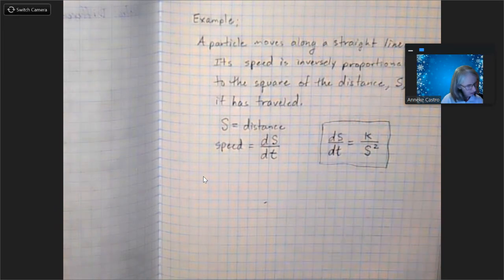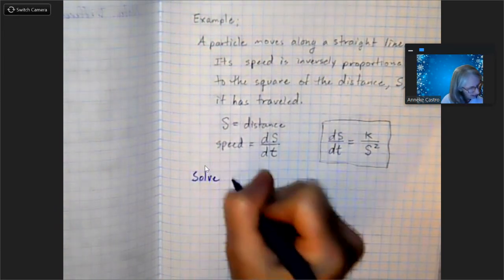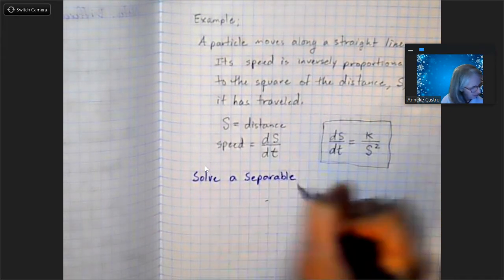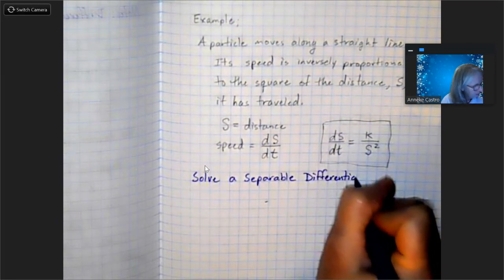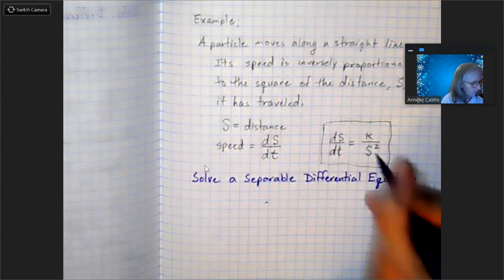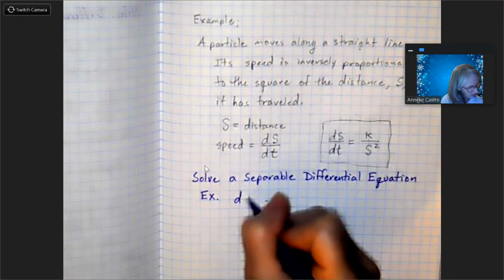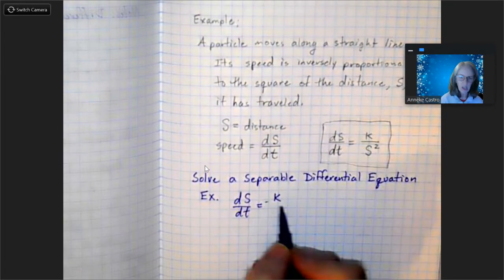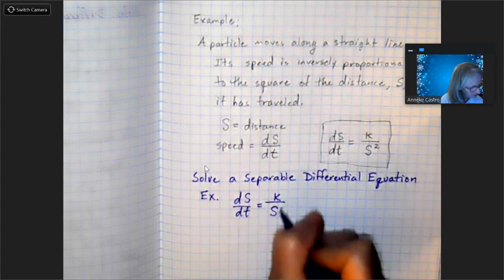So we are going to have a look at this and try to solve a separable differential equation. We're going to start by solving this one right here. Our example is ds dt equals k over s squared. And remember, k is just a number. We could put in the number 10 or something like that.